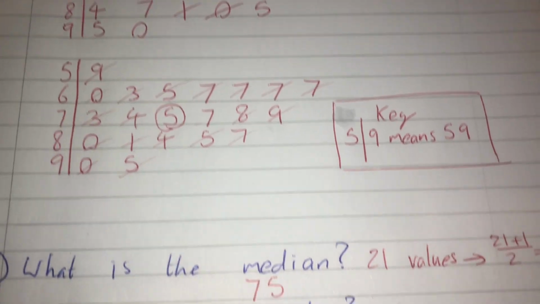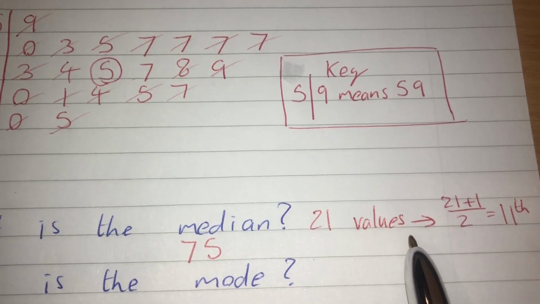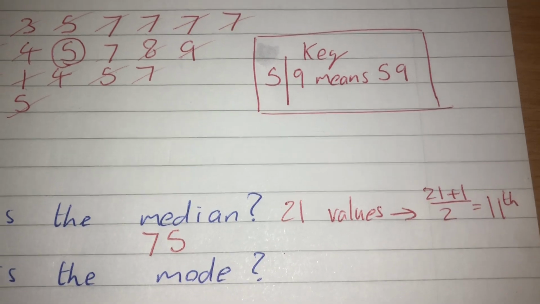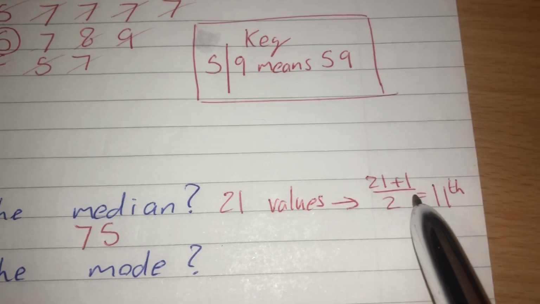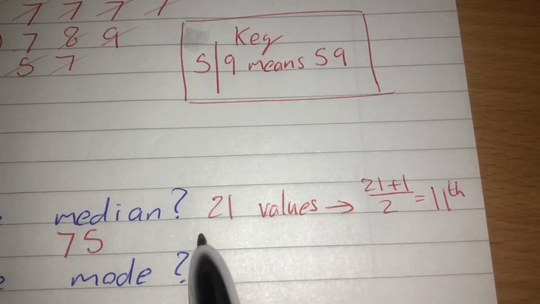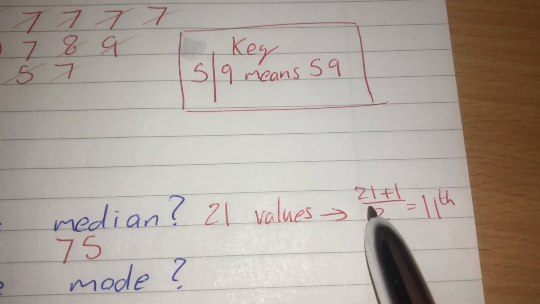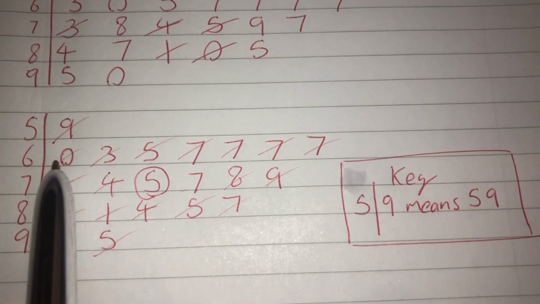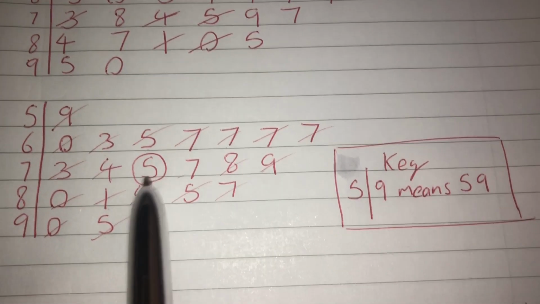If we look at the first average we've been asked to find here, it is the median. We have 21 values. When we have an odd number of values, and this is again why it's important to watch the video that we covered on averages, what we do is add 1 to the number of values and halve that. So that allows us to determine that the 11th value is our middle value. 21 plus 1 is 22, divided by 2 is 11. So it's the 11th value. So all you do is count 11 numbers in. 1, 2, 3, 4, 5, 6, 7, 8, 9, 10, 11. Okay, so 75 is the median.